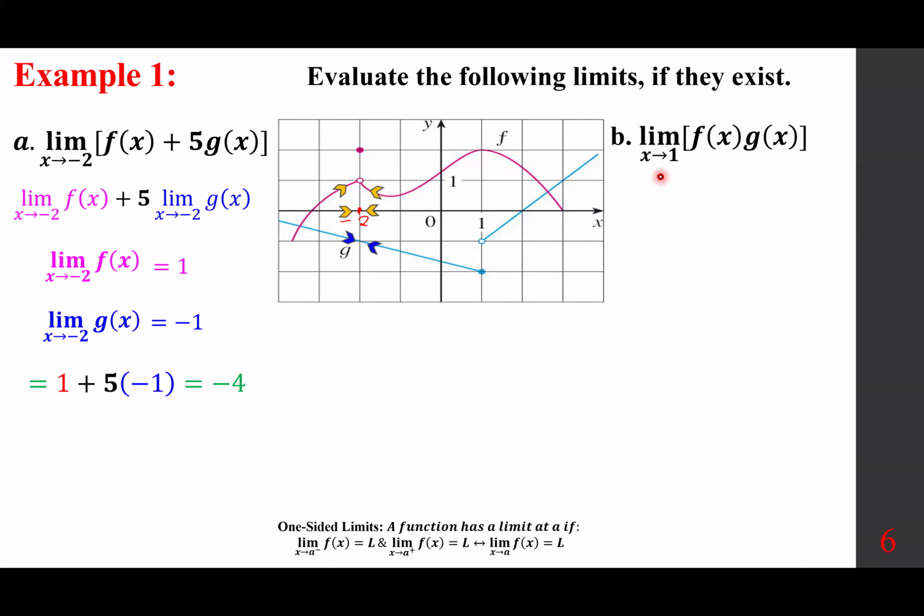The limit of f of x times g of x as x approaches 1. Let's use the limit laws, cut them into two pieces. So the limit of the product is the product of the limits. And let's look at each piece. So limit of f of x as x approaches 1. Here's number 1 along the x-axis. As we get closer and closer to 1 from both sides, for the red function, we get closer and closer to this point, and this point has a y-coordinate which is positive 2.